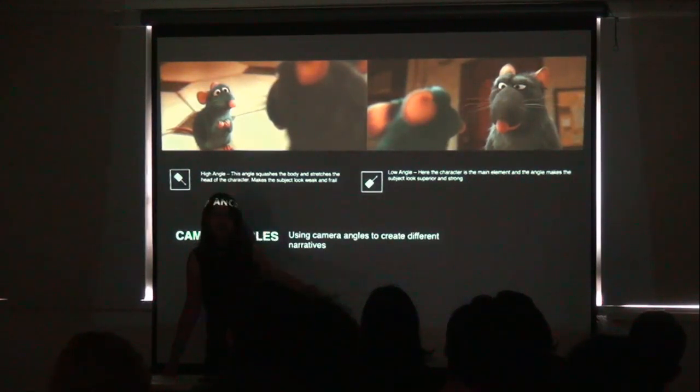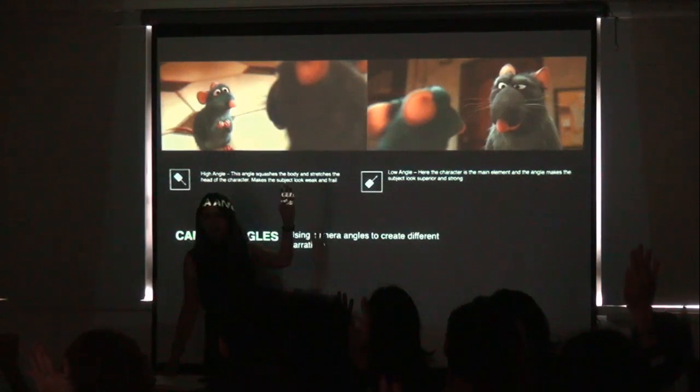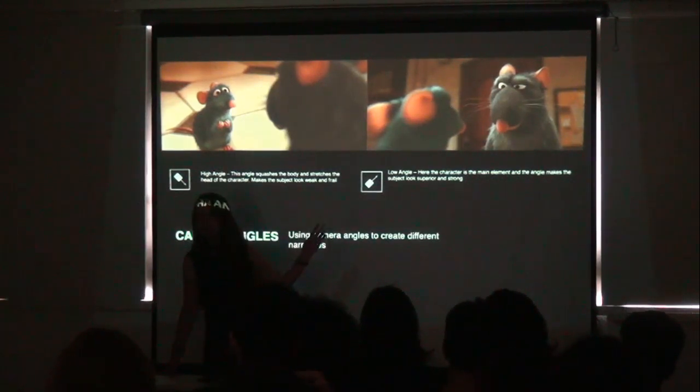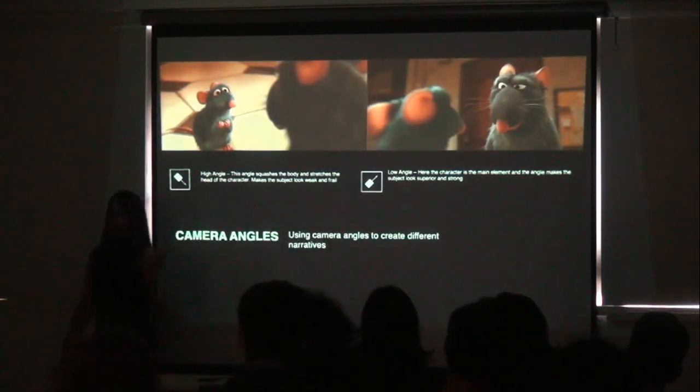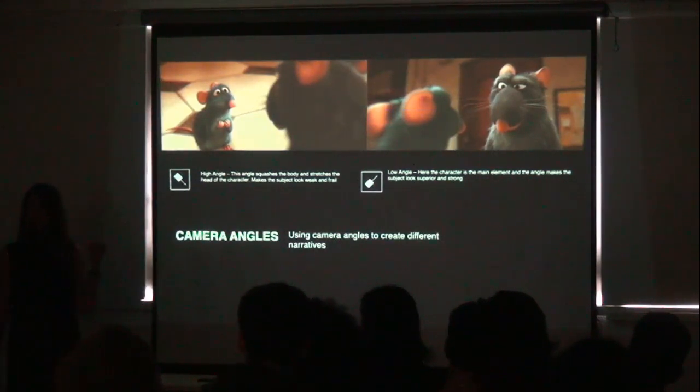Ratatouille. How many people have seen Ratatouille? Oh, I love this crowd. You guys are super awesome. You're my kind of people. One of my favorite Pixar movies is Ratatouille.